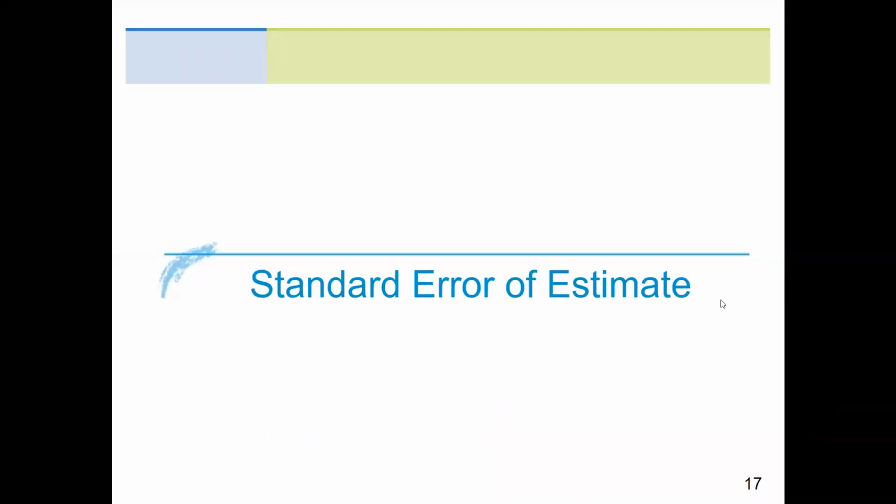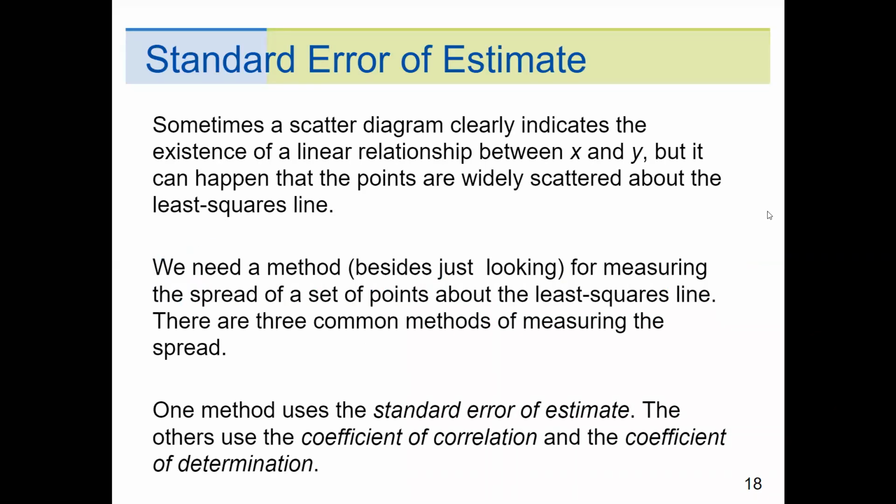Standard error of estimate. Sometimes a scattergram clearly indicates the existence of a linear relationship between X and Y, but it can happen that the points are widely scattered about the least squares line. We need a method besides just looking for measuring the spread of a set of points about the least squares line. There are three common methods of measuring the spread. One method uses the standard error of estimate. The others use the coefficient of correlation and the coefficient of determination.